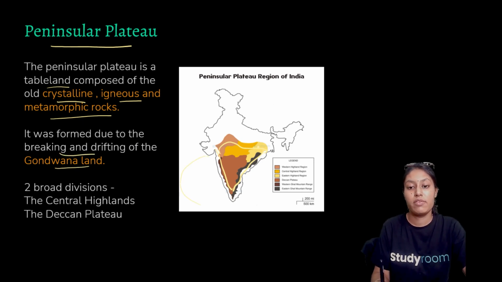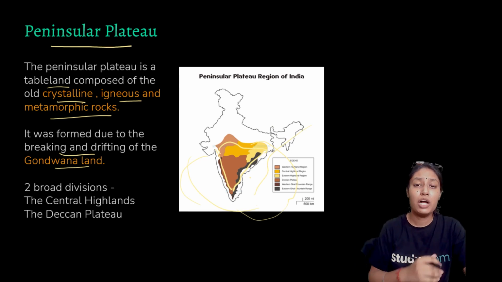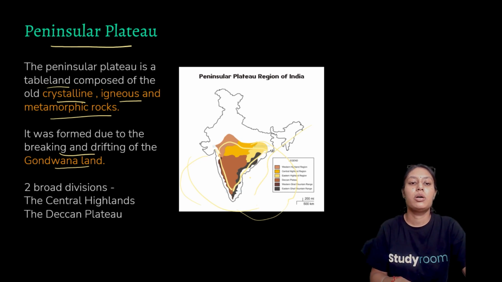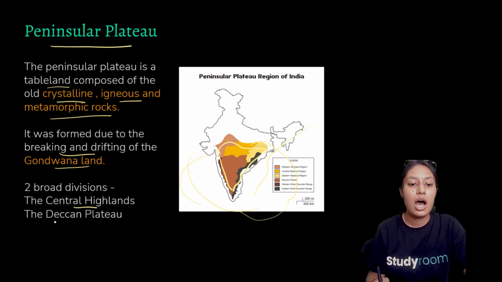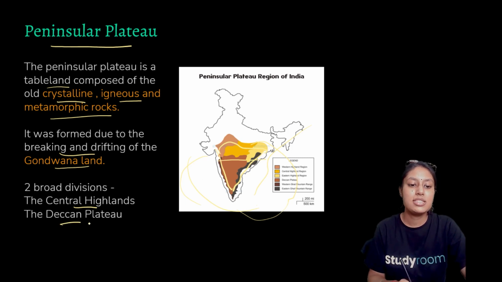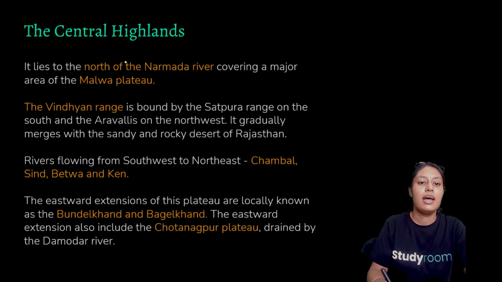So we used to have different countries here. If you remember, in the previous slide we have studied it. So this has been formed after the breaking of all the countries that were part of Gondwana land earlier. We study Peninsular Plateau by broadly dividing it into two areas. First is the Central Highland, the central part, and the second is the Deccan Plateau, the core part of the plateau. We'll start with the Central Highlands first.